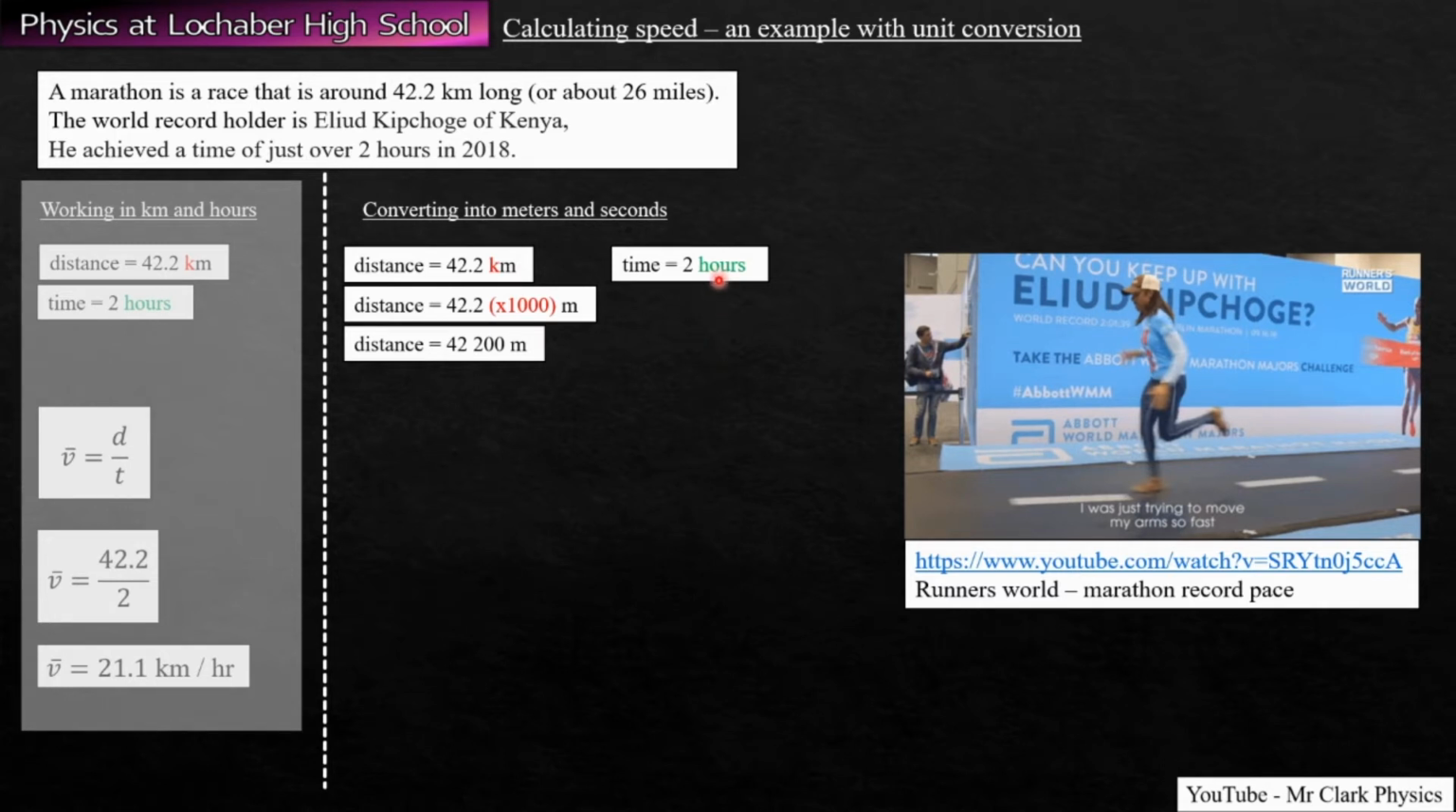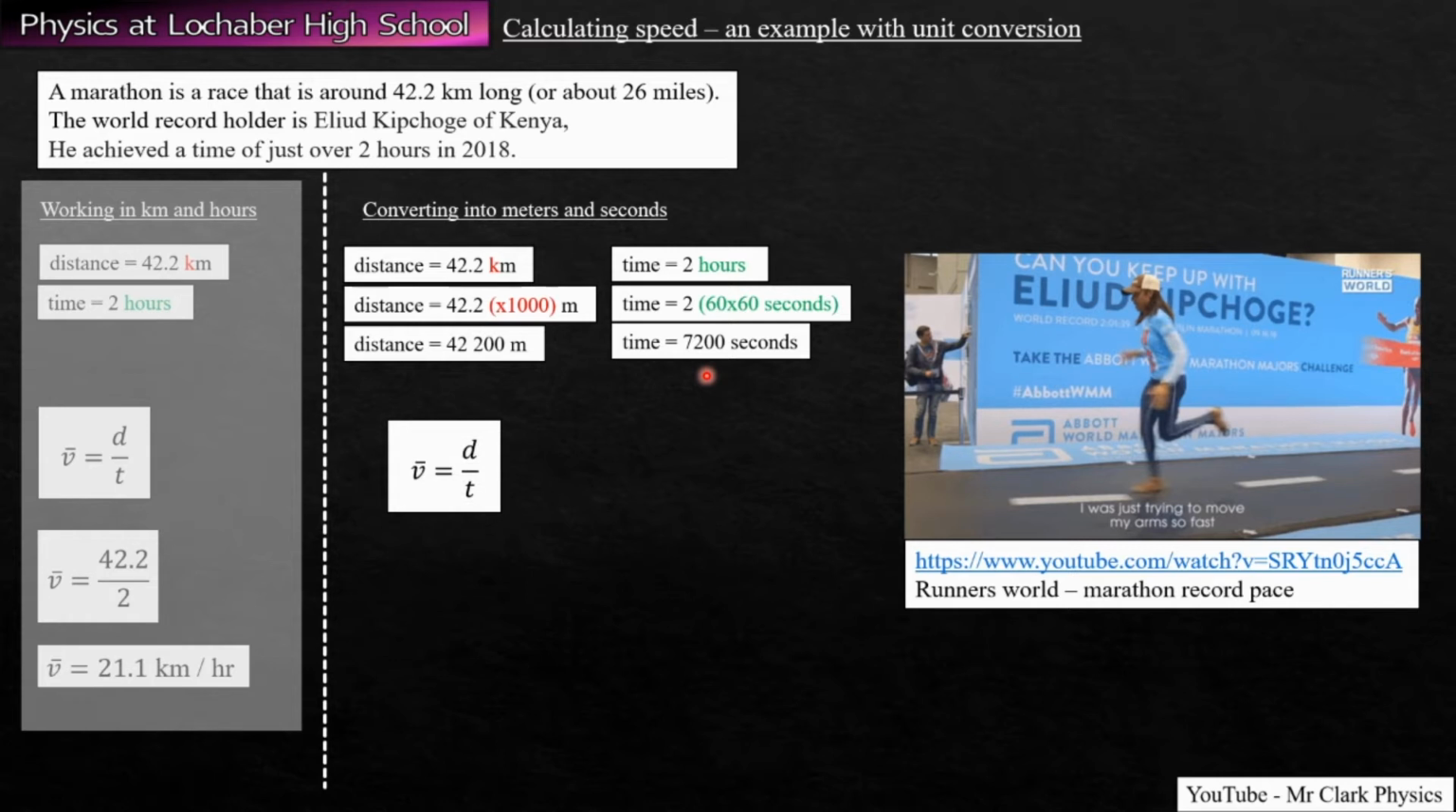People sometimes struggle, but it's quite surprising to me because I think everyone knows that there are 60 minutes in an hour, and everyone knows that there are 60 seconds in 1 minute. So if you want to know how many seconds there are in 1 hour, in other words, what can I swap hours for, 1 hour is the same as 60 minutes times 60 seconds, and that's what we end up with here. Doing this sum, we end up with 2 times 60 times 60, that's 7,200 seconds. That's roughly how long this guy was running for.